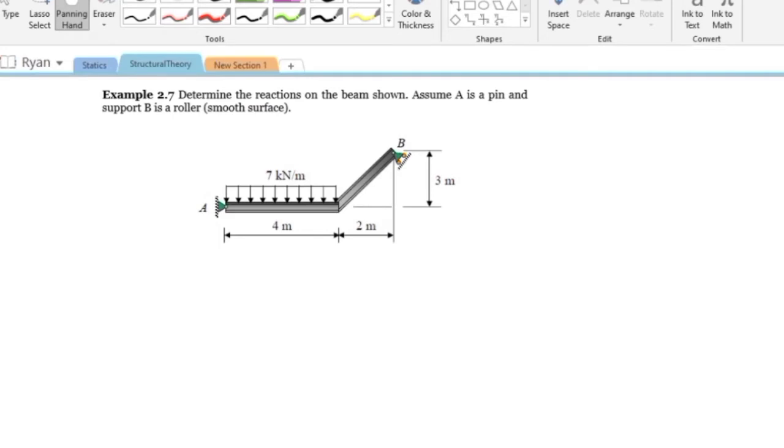Determine the reactions on the beam shown. Assume A is a pin and support B is a roller or a smooth surface. So the first thing na gagawin natin dito is to compute for the determinacy of this structure.